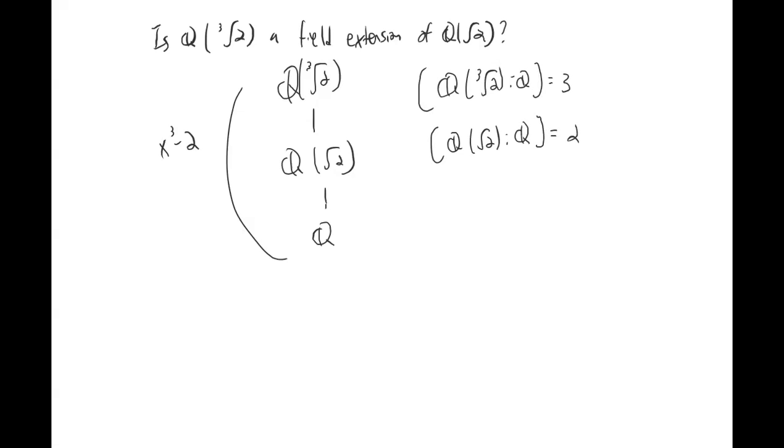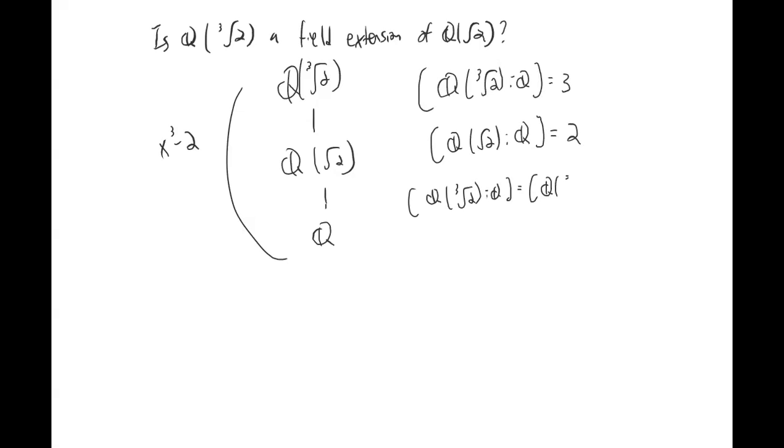Do you see the issue now? 2 does not divide 3. So it's not possible for this to be a field extension, right? Because by the Tower law, this has to be true, right?